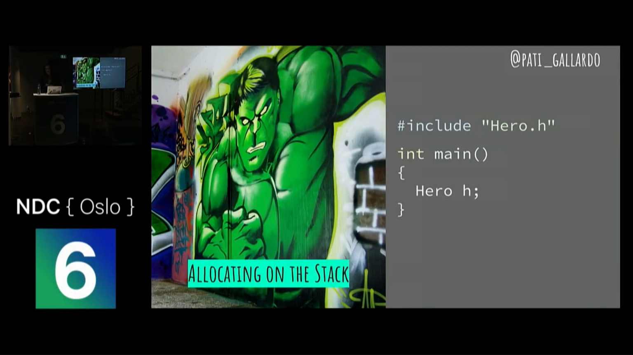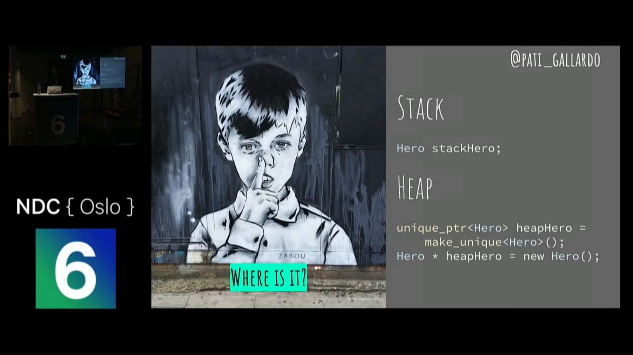So I would prefer if you allocate on the stack. That is my first preference. If you can, allocate on the stack. It's nice, it will manage your scope. So here we have a stack hero. He lives on the stack. He's very happy there. And his scope will be controlled by the lifetime of where he is. Or his lifetime will be controlled by the scope he's in, which is good.